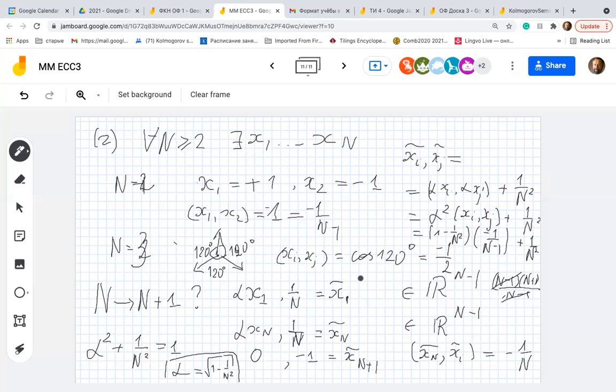They live in n-dimensional space, because we had dimension n minus 1, added 1 new coordinate, and the pairwise inner products are the required minus 1 over n. And so the theorem is proved. Any questions about the proof?